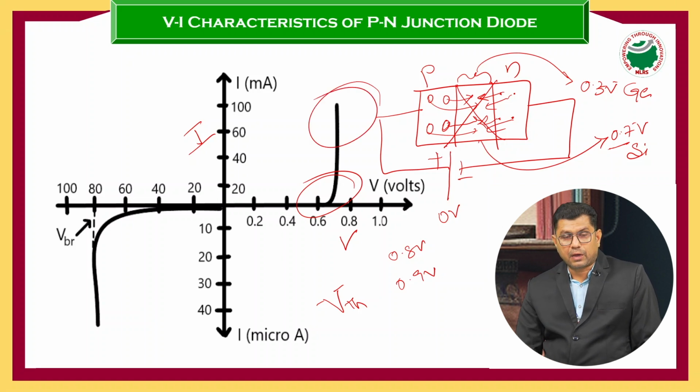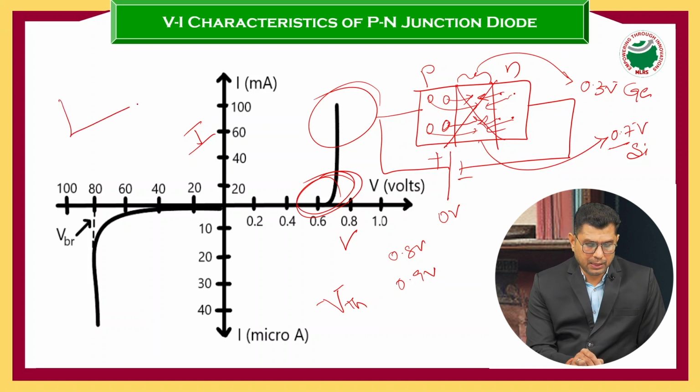So under forward bias, as the applied voltage increases, at a particular voltage the current starts flowing through it. That particular voltage is called threshold voltage. Above the threshold voltage also, more charge carriers can cross the junction. Next, we will discuss the reverse bias.